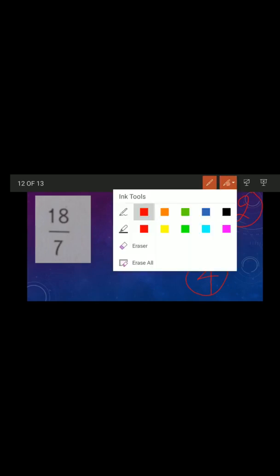Now let's subtract 18 minus 14. What will we get? 4. So 2 is the quotient and 4 is the remainder. Just remember. What is the quotient? 2. What is the remainder? 4. Now using these two only we will convert into a mixed numeral.